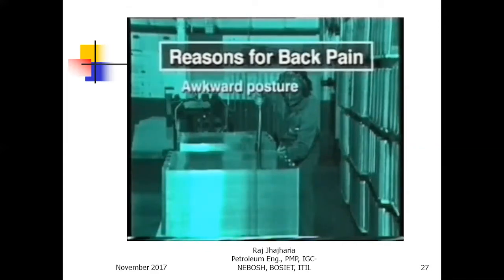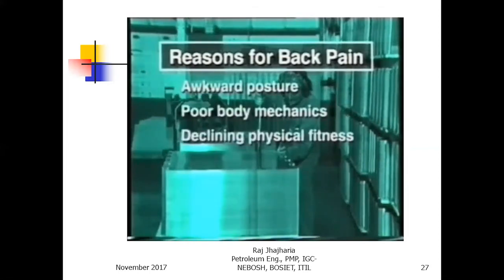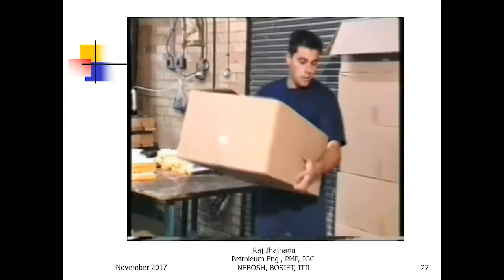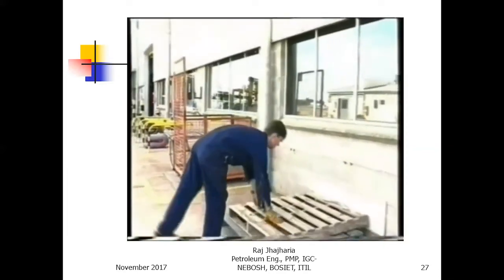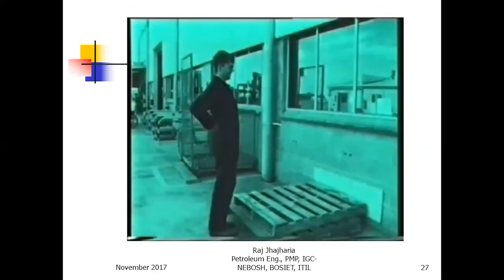Awkward or abnormal posture, poor body mechanics, declining physical fitness, stress, overeating, and smoking. These are just some of the factors which can affect your back support system. This sort of abuse leads to a weakening and overstressing of the back and eventually to back injury.